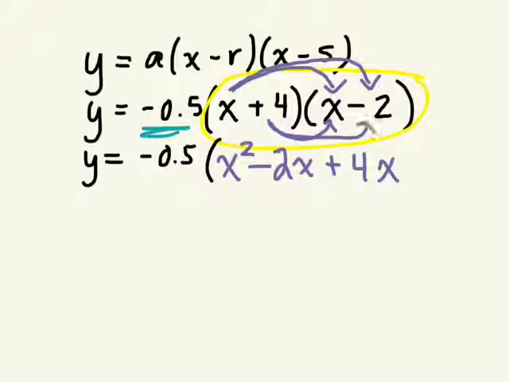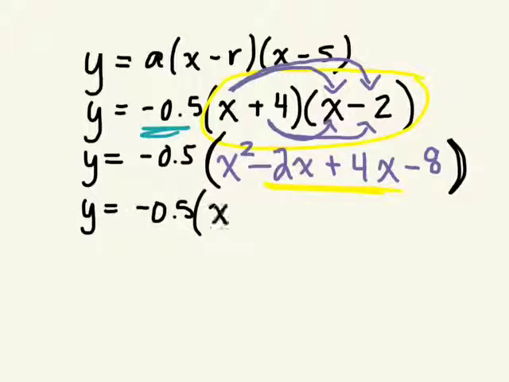4 times -2 is -8. This is all in brackets because I still have to take this when we simplify it and multiply it by -0.5. We still have to distribute that like you did in grade 9. Let's simplify first. We have like terms here. So let's simplify. y equals, don't forget this -0.5.